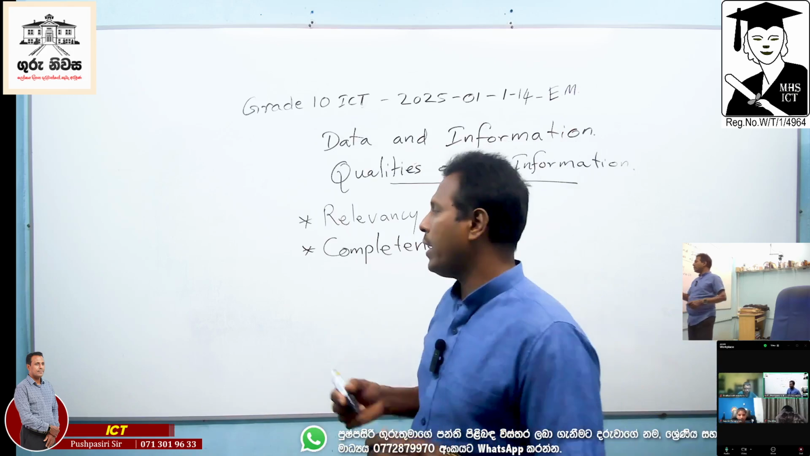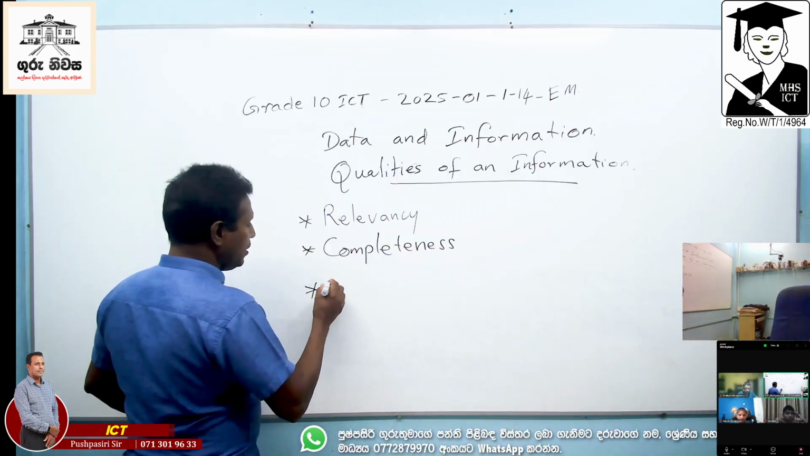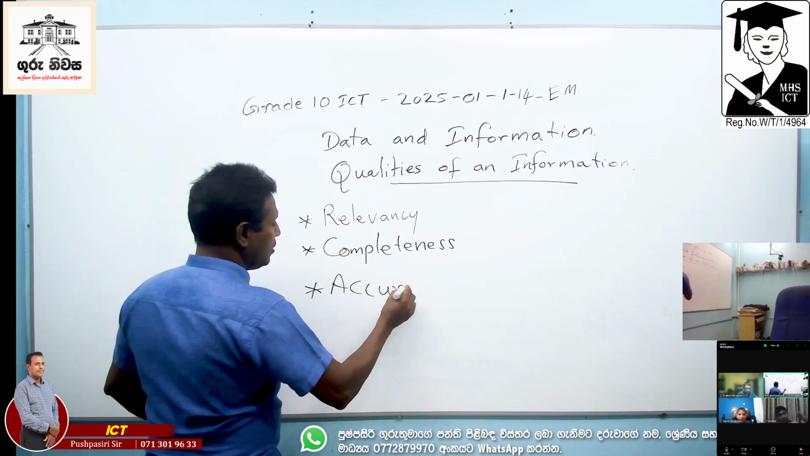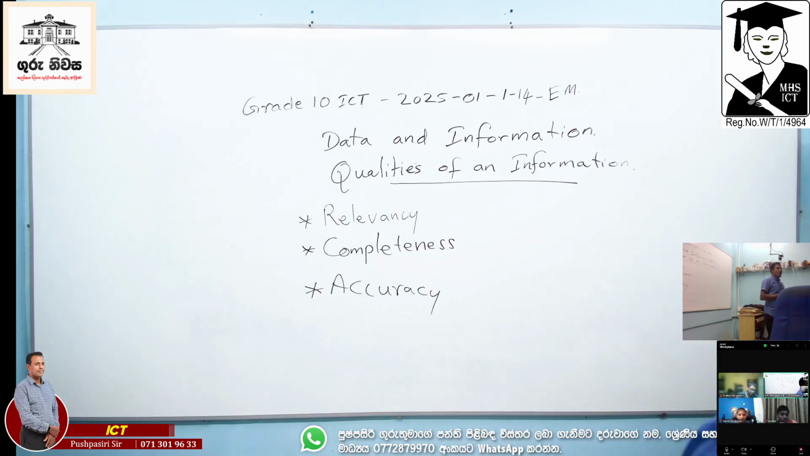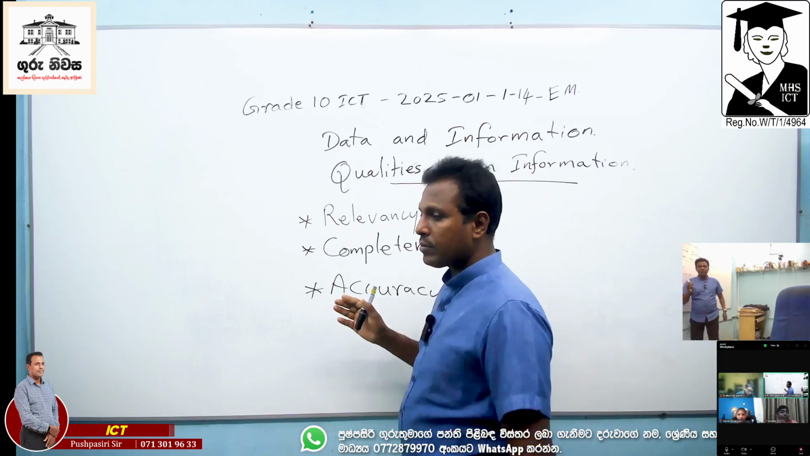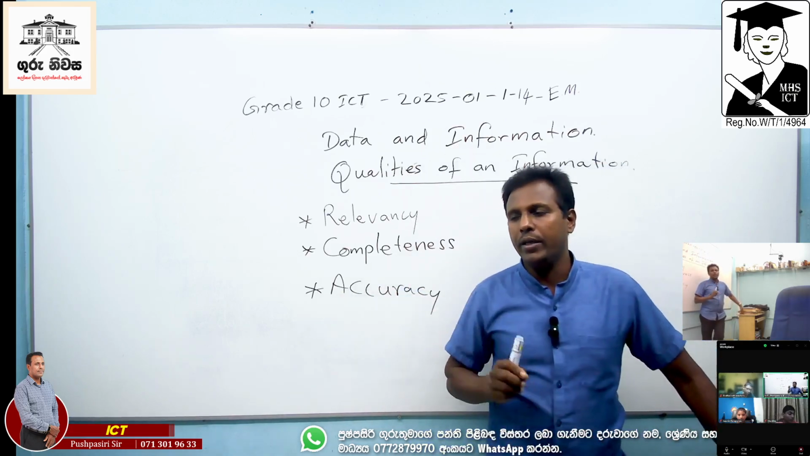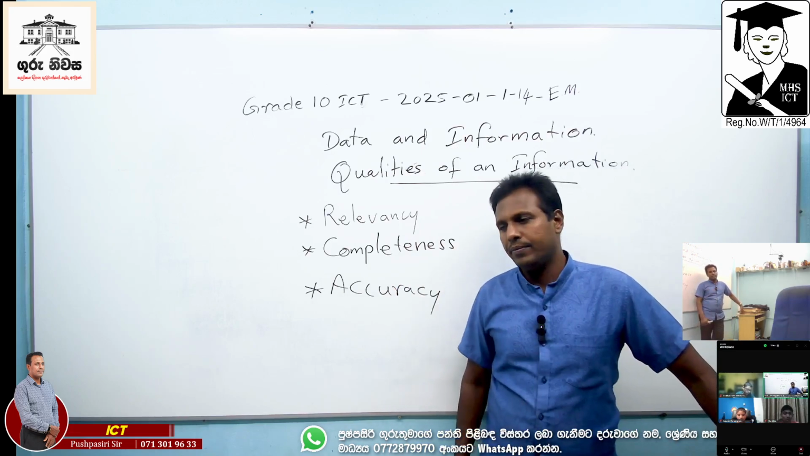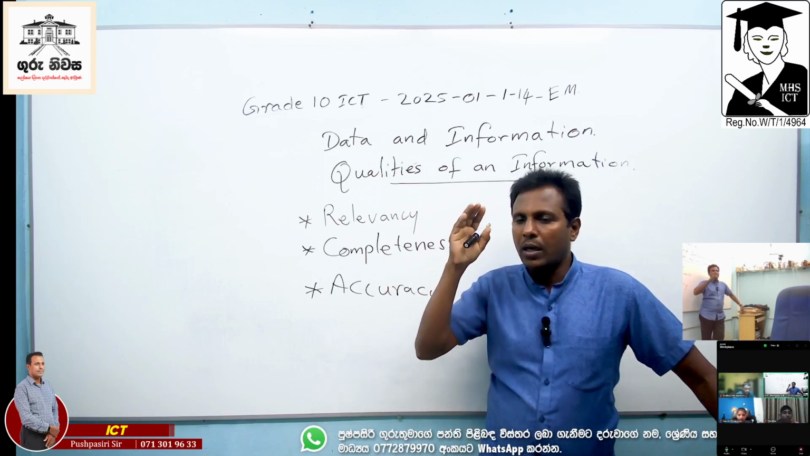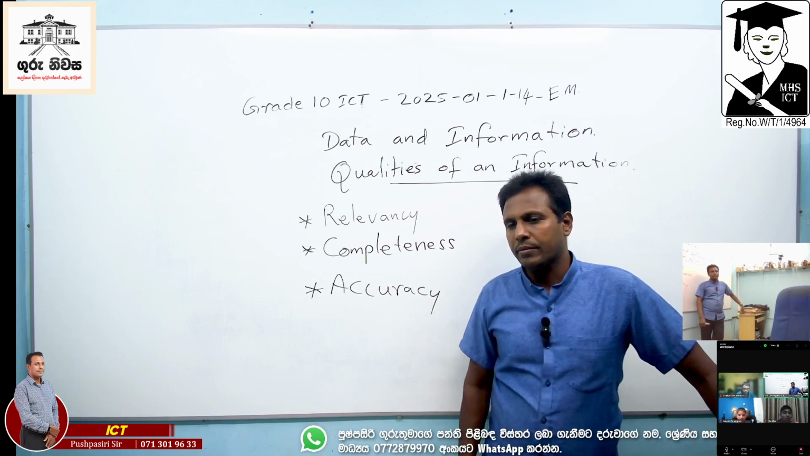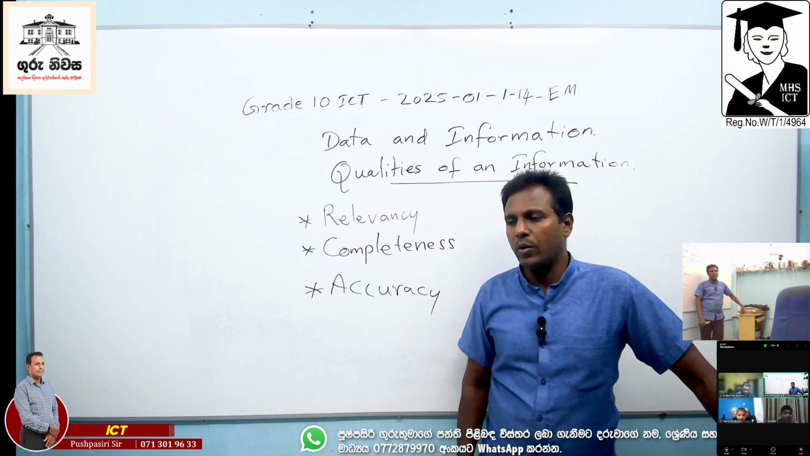Next one is accuracy. What do you mean by accuracy? The information must be accurate. It should be exactly right, the way I ask. The information needed for my problem should be there in a way that fits the problem. So it should be accurate.